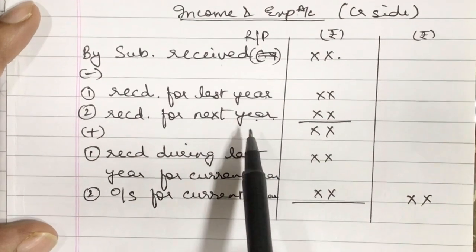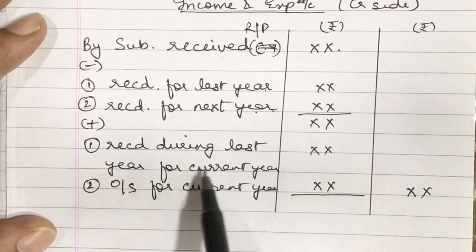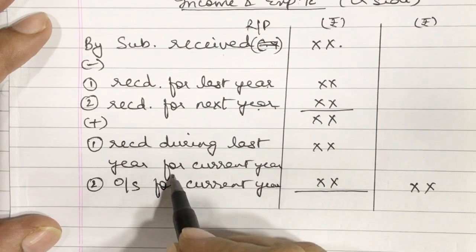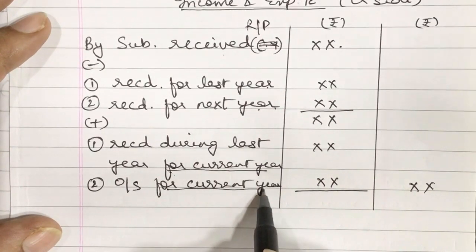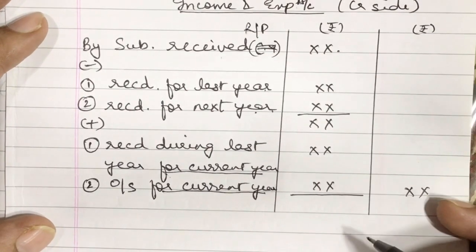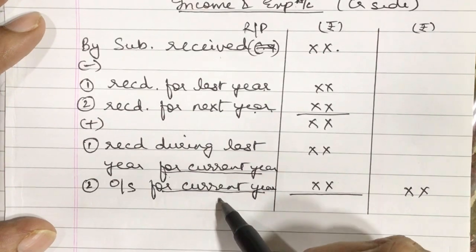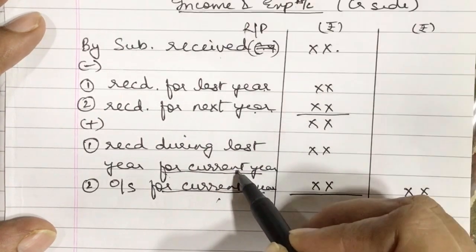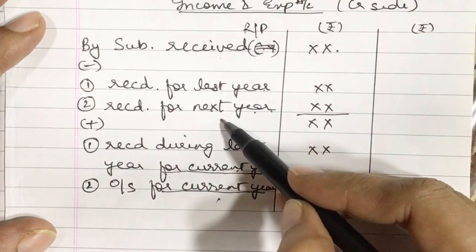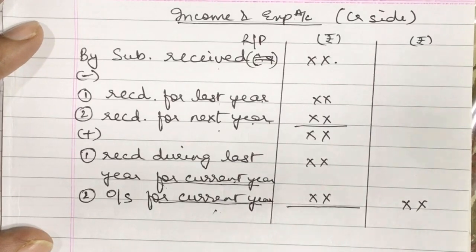This is very important. Now what do you have to add? Received during last year for current year. The important thing here is for current year, and outstanding for current year. These things have to be added. Although you have not received it, you have to add it. And this you received during last year for current year, so you have to add this. Last year, next year less; current year add. Now let's do a sum relating to this income and expenditure.